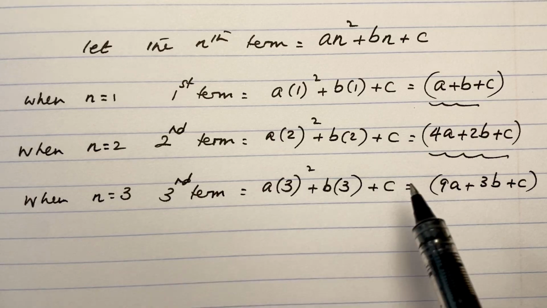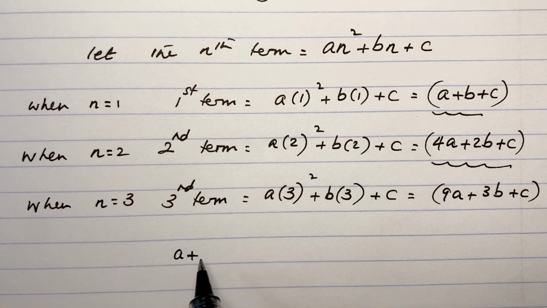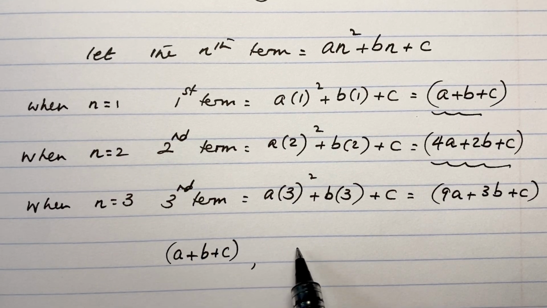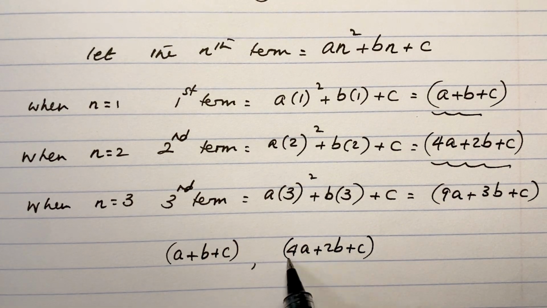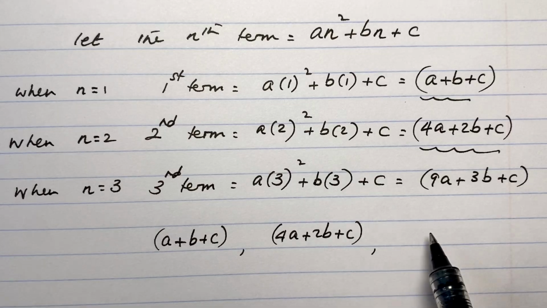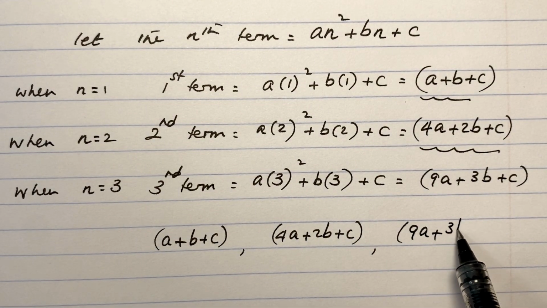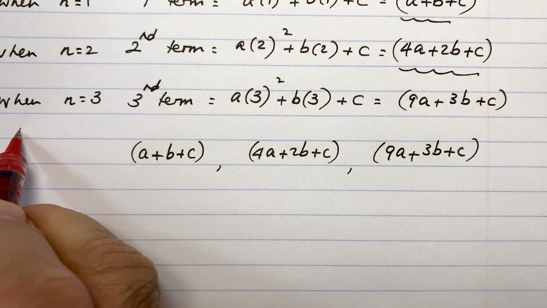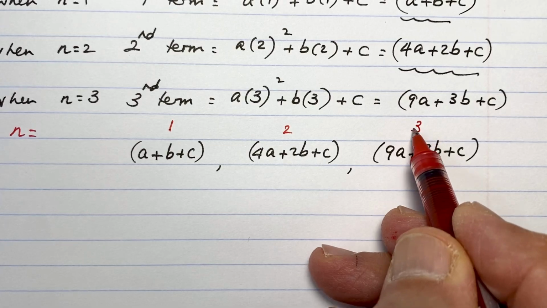Now, let's use these terms. First term, a plus b plus c. Second term, 4a plus 2b plus c. And that would be my third term, 9a plus 3b plus c. So if this is my n, that would be my first term, second term, third term, etc.